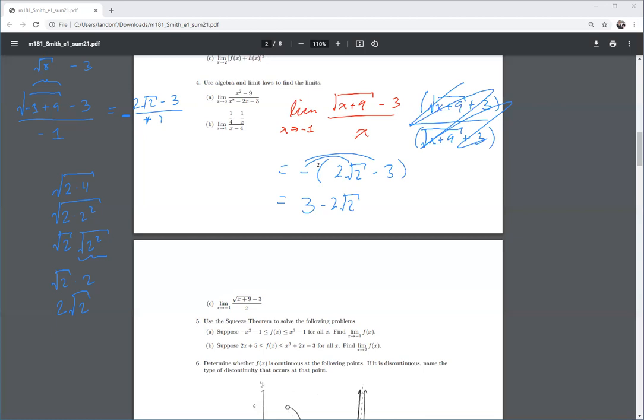Would it be correct if someone put -2 root 2 plus 3? Yeah, of course. That's fine. You're just swapping the two. We know that we can swap these two when we have addition or subtraction, just as long as we keep the sign up front. Okay.